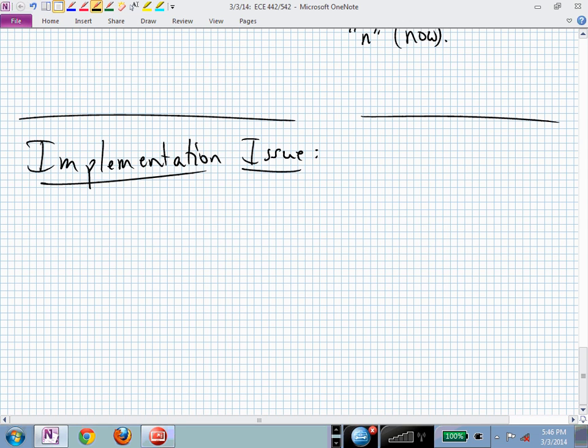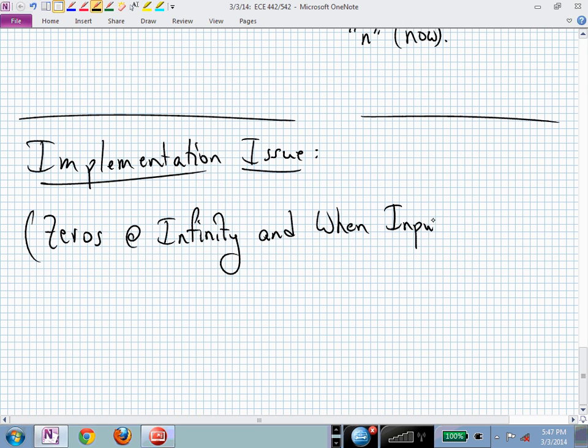The implementation issue is now involving these zeros at infinity and what I do to those when I don't have the input available at the present time. So zeros at infinity and when the input is available.